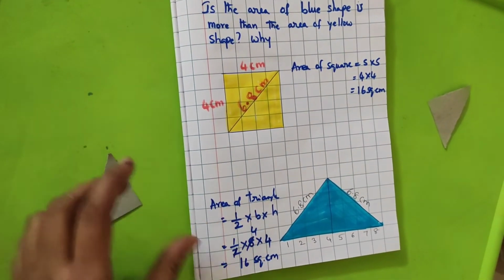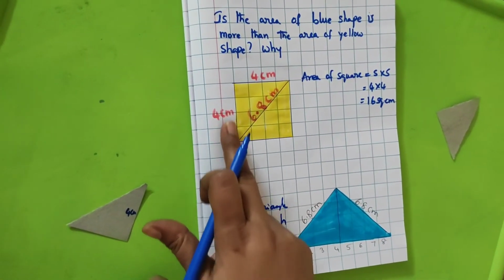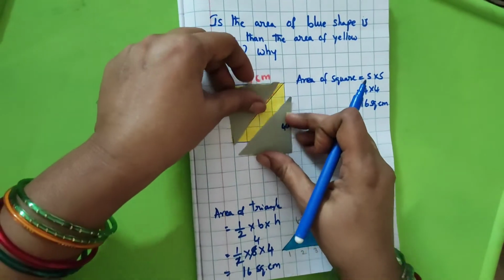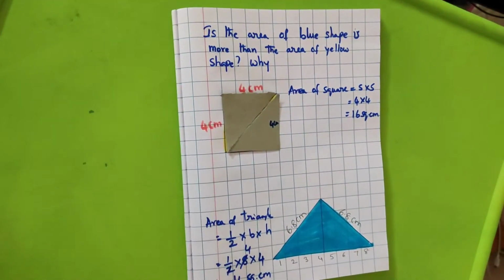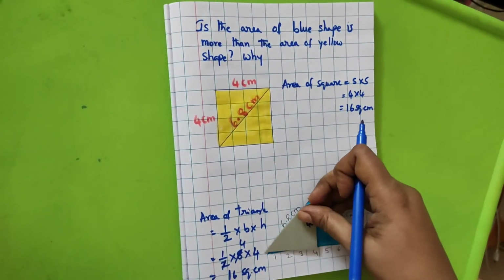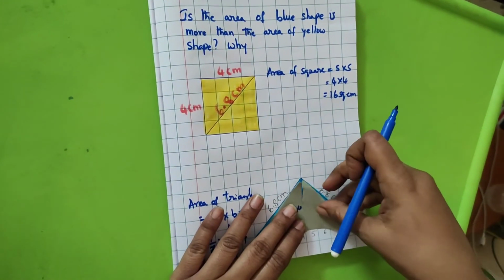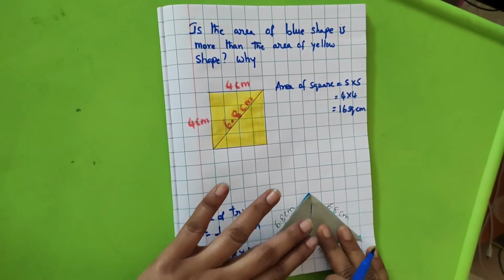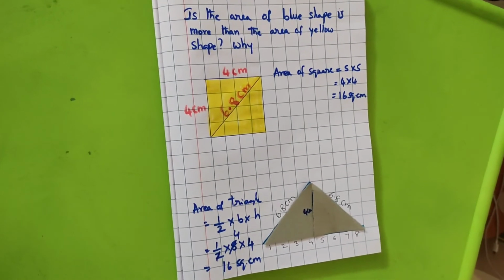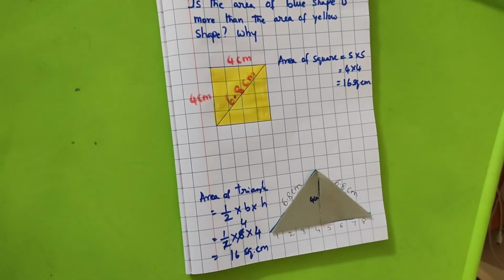Both are equal. Why? Because the square is cut into 2 equal parts and then placed as a triangle like this. So the 2 pieces were placed like this to form a triangle.